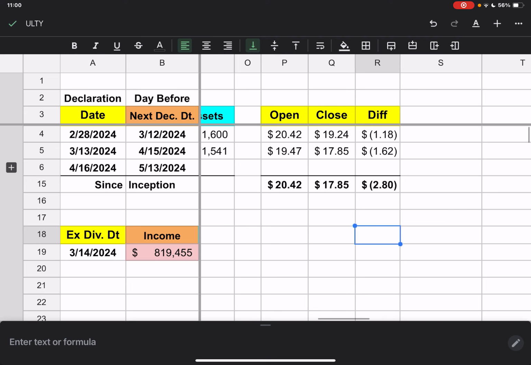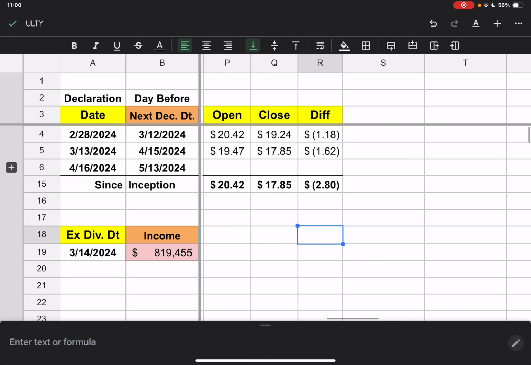But anyway, ULTY originally opened at $20.42, and then within that 10-day period, it actually dropped $1.18 and closed at $19.24. Of course, I could have done this from ex-dividend date to whatever, but I did it based on the dates that were here. I could always change that if you wanted. It just lined up better since the dates were here.